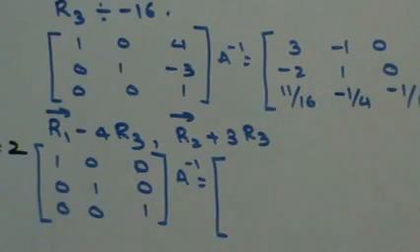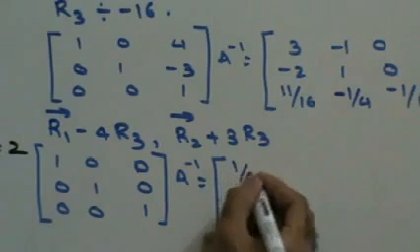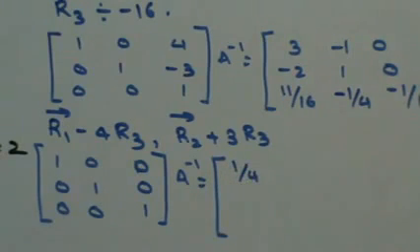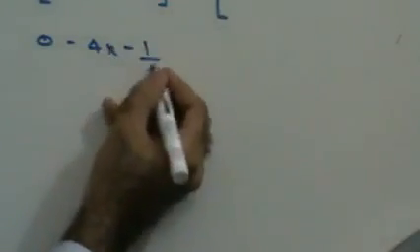3 minus 4 into 11 by 16. 4 ones are 4, 4 fours are 16. So 3 minus 11 by 4. 4 threes are 12, 12 minus 11, 1 by 4. Right? Next. Minus 1 minus 4 into minus 1 by 4. So this will be minus 1 plus 1, 0. Next. This is 0 minus 4 into minus 1 by 16. So minus into minus is plus 1 by 4.